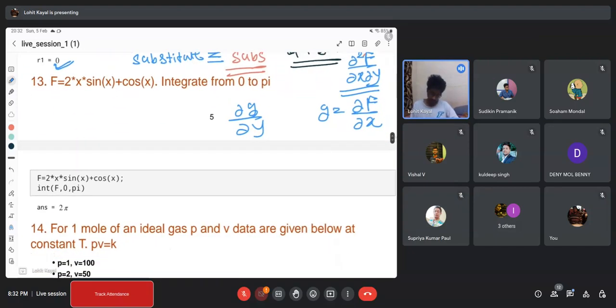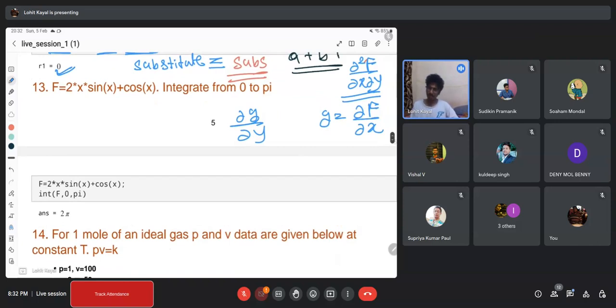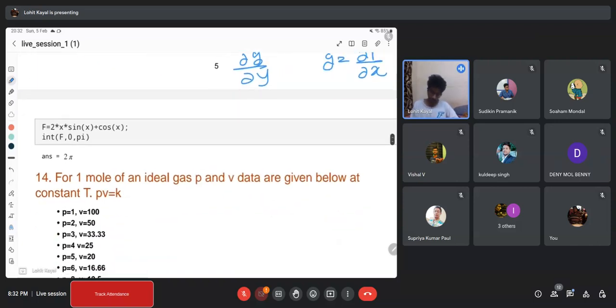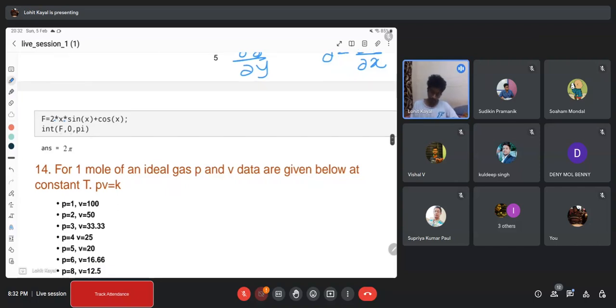Now again the same thing I am doing. We have already learned how to integrate. f equal to x sin x plus cos x, integrate from 0 to pi. You can always put dot star like that, and int f, 0 comma pi, and it will give you the result. And remember that you don't have to put dot plus or dot minus, because it means the same thing.